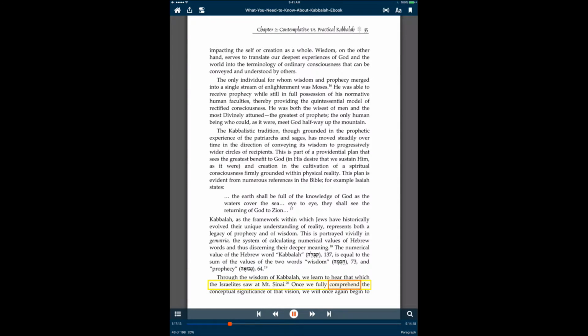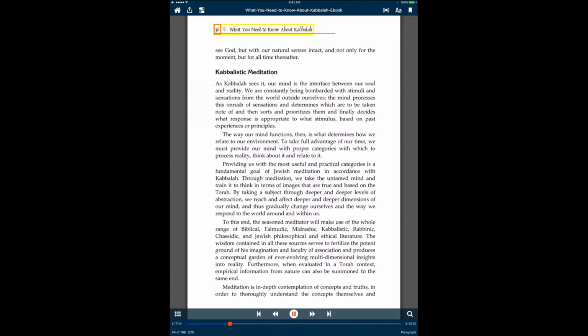Once we fully comprehend the conceptual significance of that vision, we will once again begin to see God, but with our natural senses intact, and not only for the moment, but for all time thereafter.